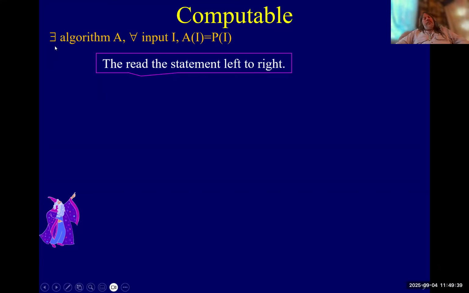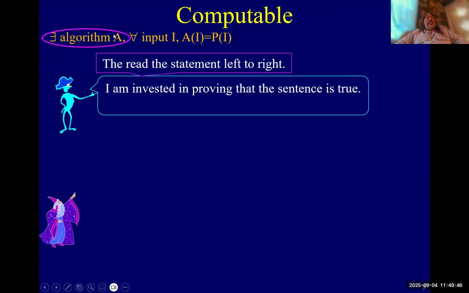We're going to read the sentence from left to right, and the first thing we read is that there exists an algorithm. What's happening is the blue guy is the prover who's trying to prove that this entire sentence is true, right?